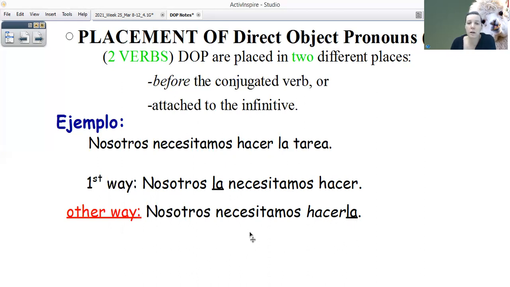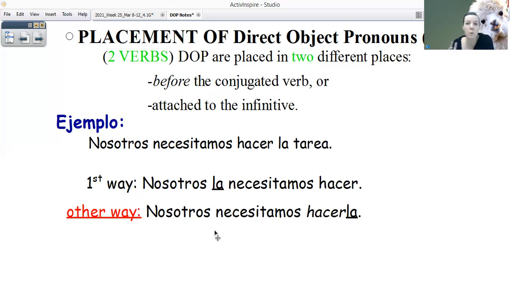And it flows a little bit easier. You don't have to think about placement as much, or putting it earlier in the sentence. You can just say "nosotros, we need it. We need to do it." So it is right attached at the end.